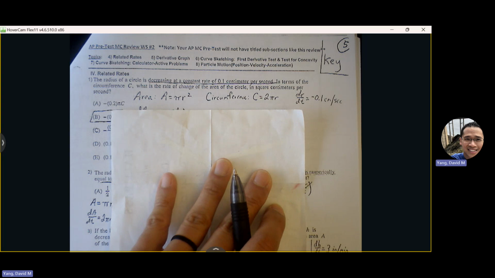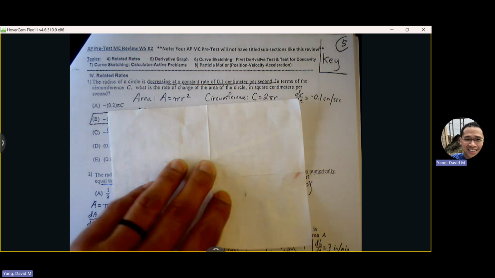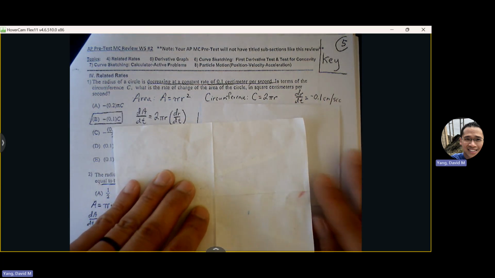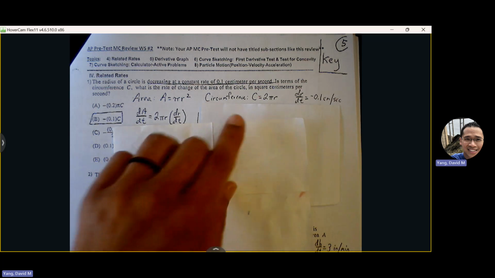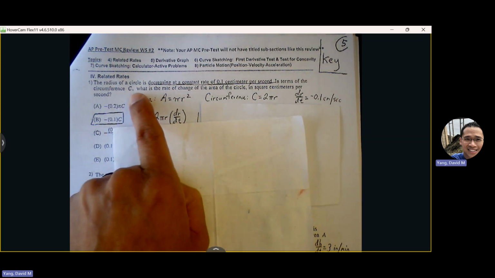Okay, so we build out. Sometimes we may not need as much information as we build out, but we know that our area formula for a circle is pi r squared. Circumference is C equals 2 pi r. Let's read the problem here.